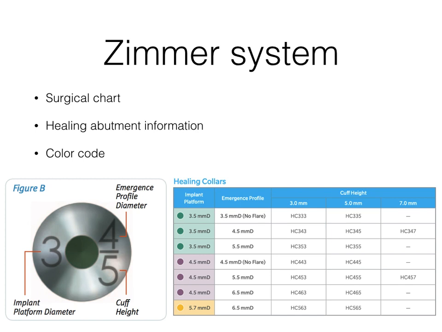The same situation applies when you look at the emergence profile. As you see in the pictures, it was listed as 4, but actually it means 4.5 millimeters. So those numbering systems sometimes will make you confused if you are not familiar with them. That's why the color code will help you to get rid of those confusions.